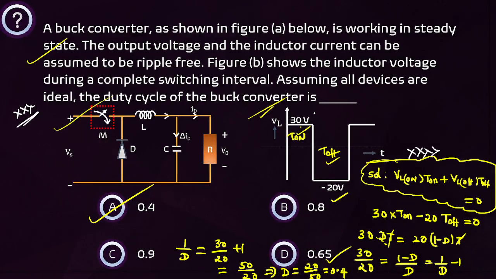VL on into T on plus VL off into T off. This is the on time voltage, this is the off time voltage. T on is nothing but DT. T off is nothing but (1 minus D)T. There is no need to remember any formula here. VL on into T on, VL off into T off. Use that one, then try to solve it.